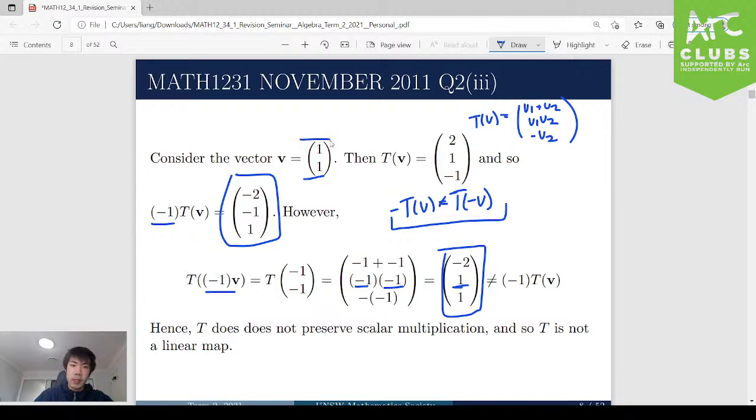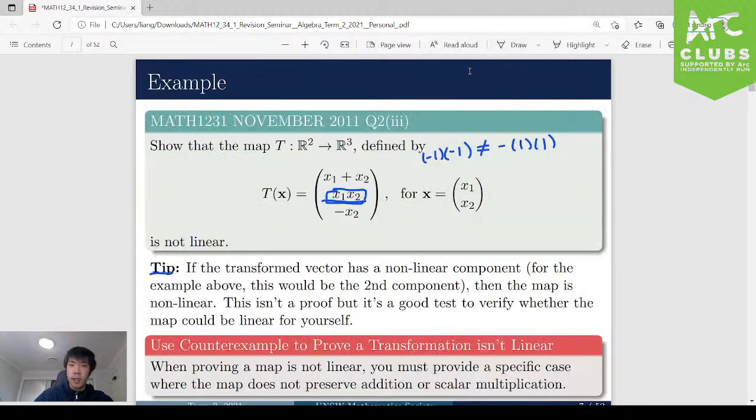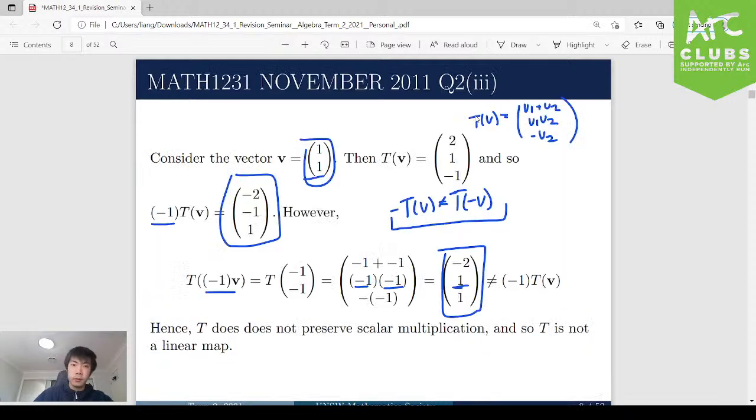So the whole point why we trace this vector, again, I'll repeat one more time, is to abuse the fact that this second component here is not linear. And so you would know that -1 times -1 is not the same as negative of just 1 times 1. And so we use that fact to prove that it's not linear. Okay.